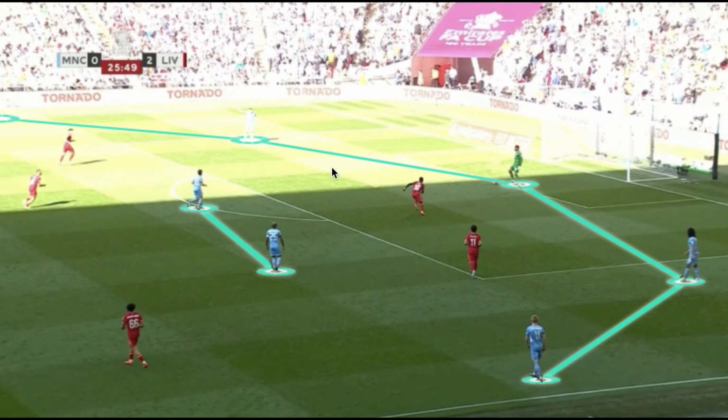But it was more common for Bernardo Silva to do this, but I thought they were more effective by maintaining their double pivot and staying higher and behind the first line of pressure of Liverpool's front three that consisted of Mo Salah, Sadio Mane, and Diaz.